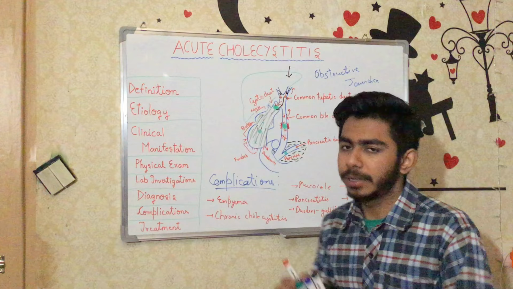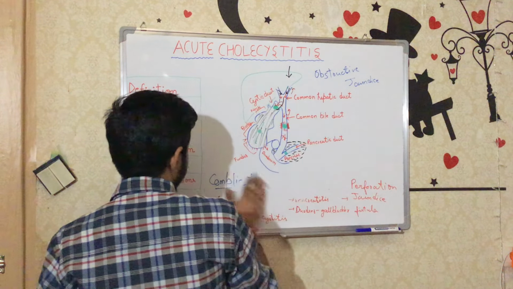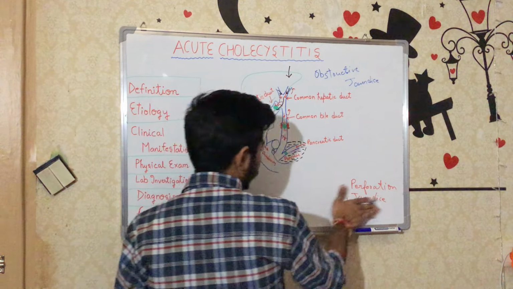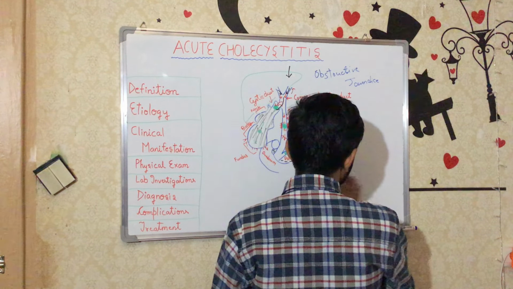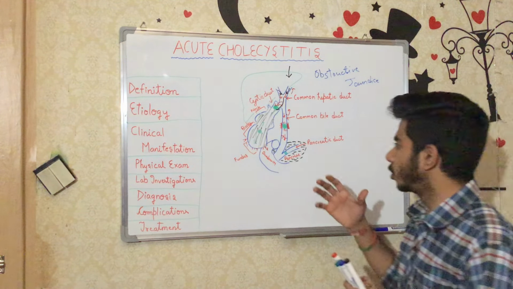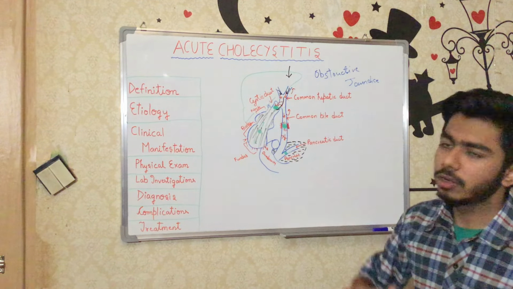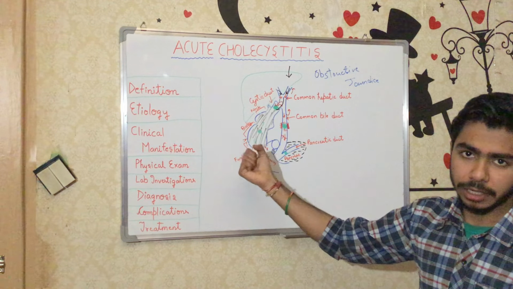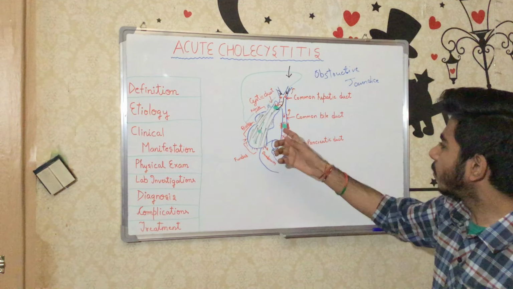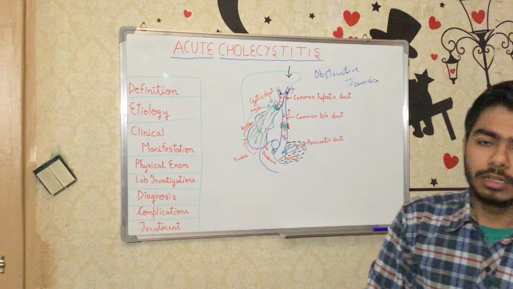Now let's talk about the treatment, how these patients could be treated. Actually, these patients should not eat anything. Why? I have told you already that if they eat anything, the hormone cholecystokinin will initiate the contraction of the gallbladder. In patients where the cystic duct is obstructed by a gallstone, if the gallbladder contracts again and again under the influence of cholecystokinin, it will push this gallstone and try to get rid of it. And if the gallbladder tries to get rid of it, the patient will feel pain over here, right upper quadrant pain. So that's why they should not eat anything.